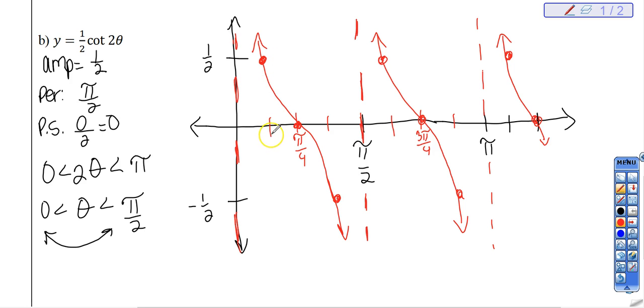And then cotangent starts up high. I put in my amplitude of half and negative half. Starts up high, hits the 0, finishes low. Did a couple of cycles so that you can see the periodicity of the function.